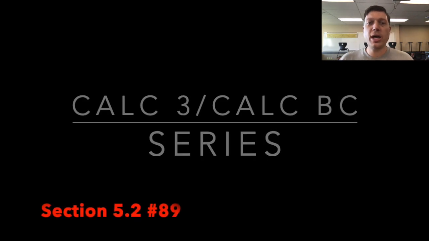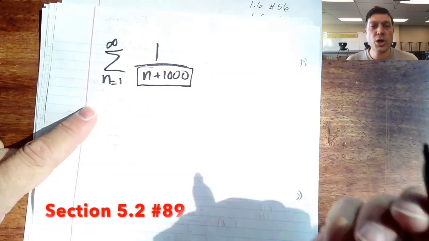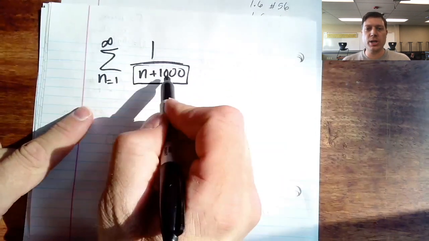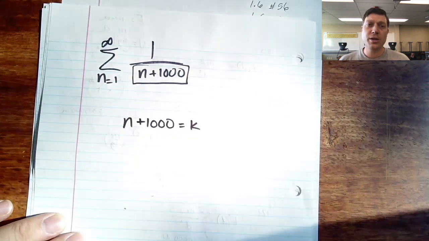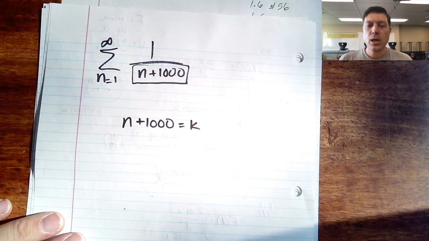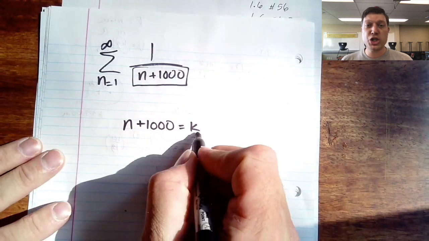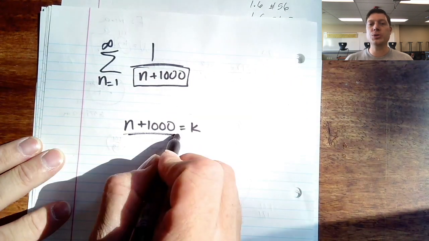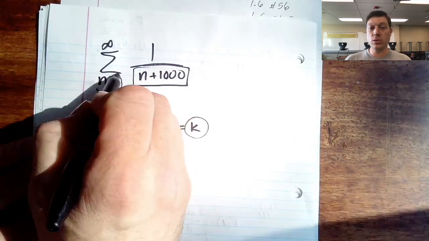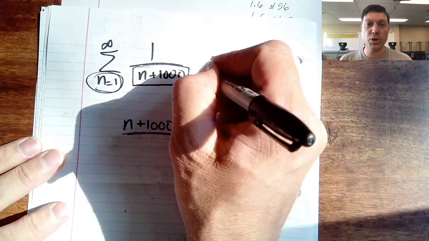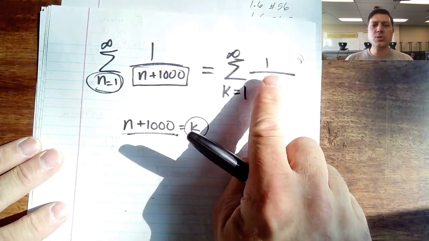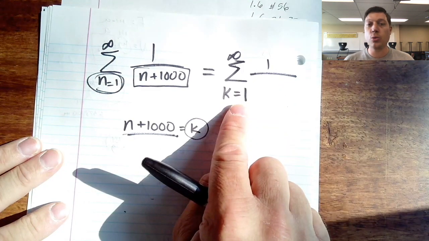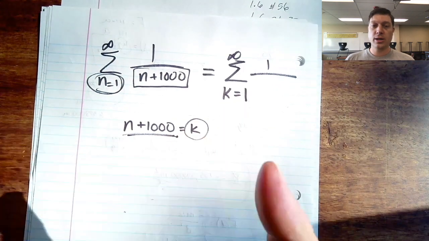We're talking about the Calc 3 series. We're doing question 89 out of the topic. This one is asking us to think about some other strategies you can use with summation notation. In this case, we're going to change the index from n equals 1 to, well, the bottom part of the summation is the issue. Let's make n plus 1,000 equal k, and we'll call that a k value.